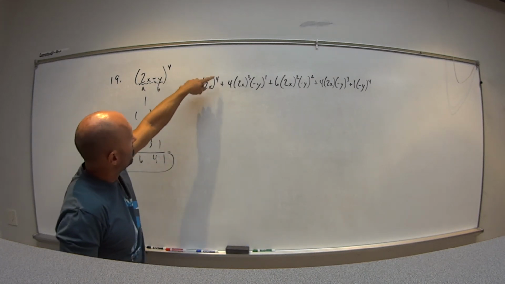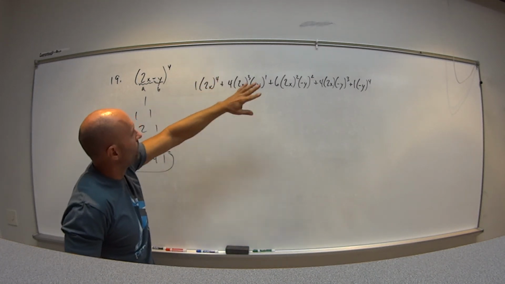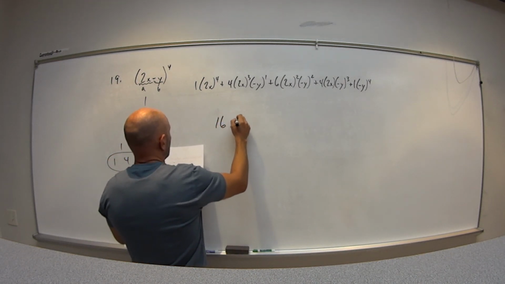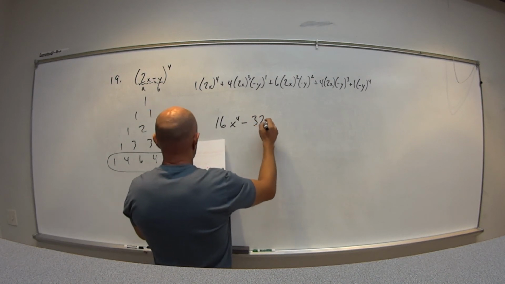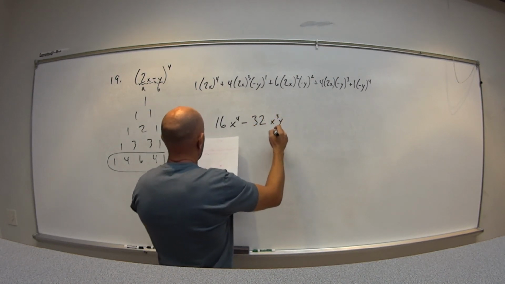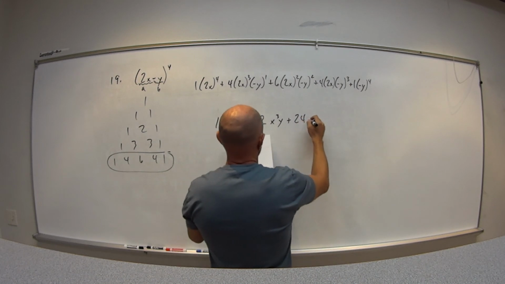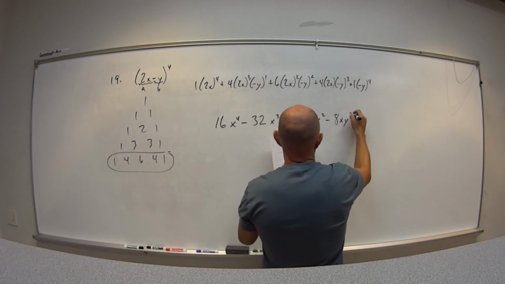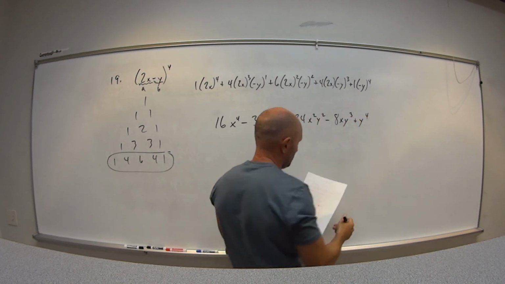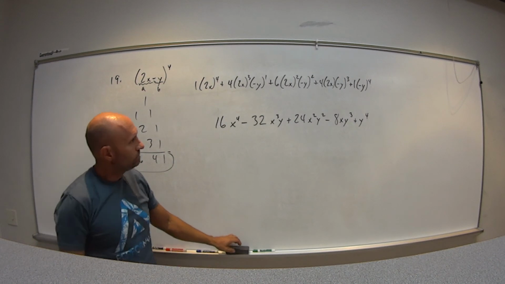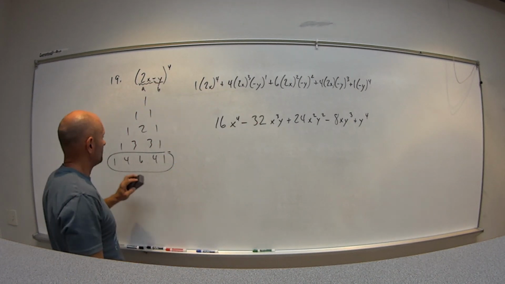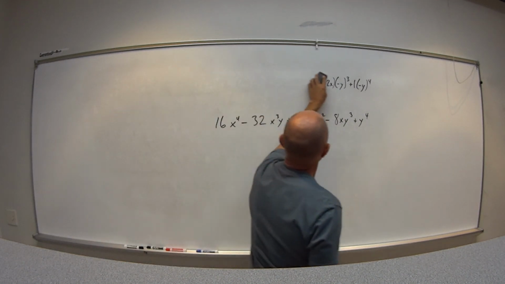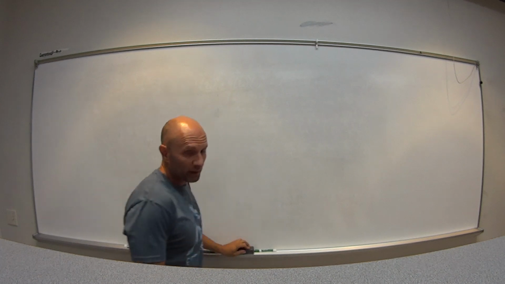And when you take all these 2 to the fourth, 2 to the third, multiply everything out, your final answer should be 16x to the fourth minus 32x to the third y plus 24x squared y squared minus 8xy to the third plus y to the fourth. So again, I apologize, I'm up against the clock here. I have another class coming in maybe. But if you have questions on that, you can ask me in class maybe.